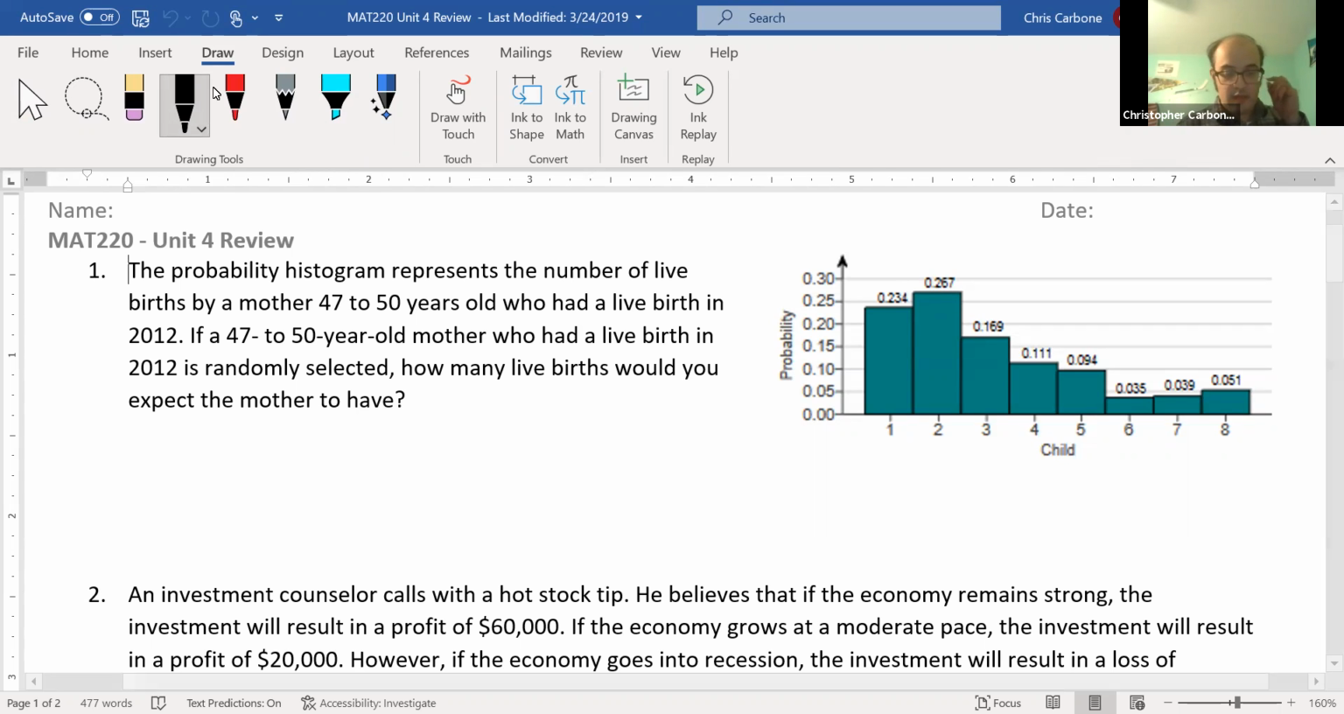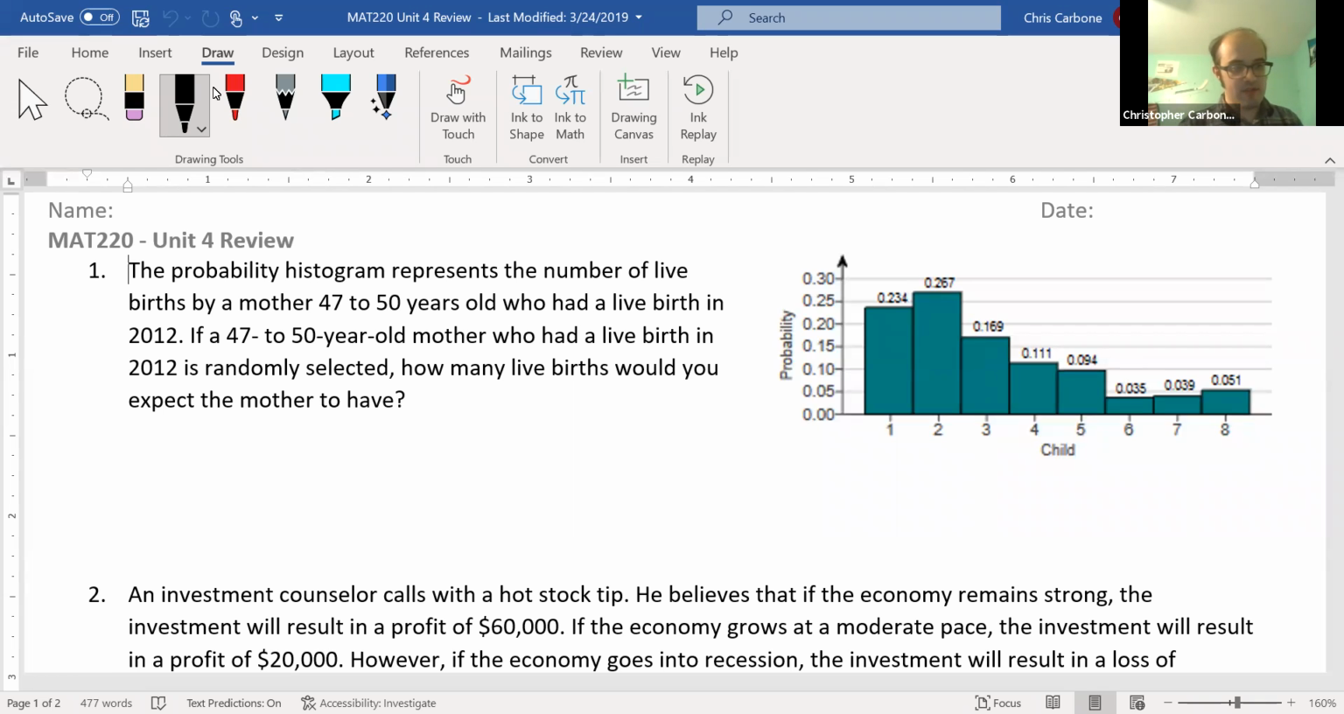So question 1, I have the probability histogram to the right here, which represents the number of live births by a mother 47 to 50 years old who had a live birth in 2012. If a 47 to 50-year-old mother who had a live birth in 2012 is randomly selected, how many live births would you expect the mother to have?